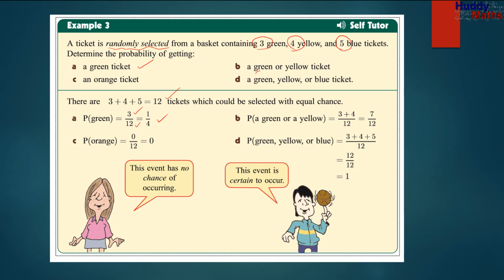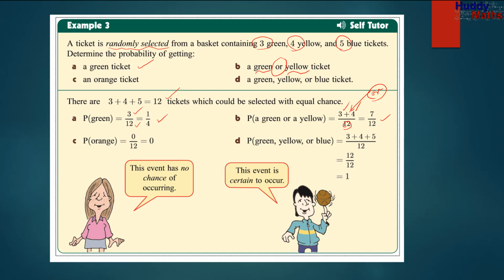Okay, what about a green or a yellow? Here's a key word: or. Now, if you settle for one or the other, you're going to add them up. Okay, 3 green and 4 yellow out of 12. So we've got an association of the word or with addition. Okay, 7 out of 12. You see why you're adding them up, because you'll settle for one or the other.